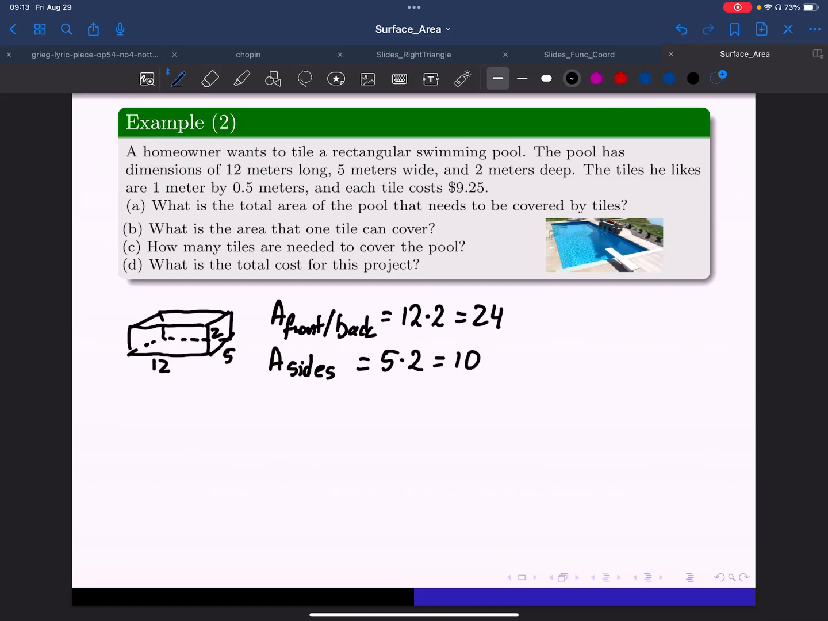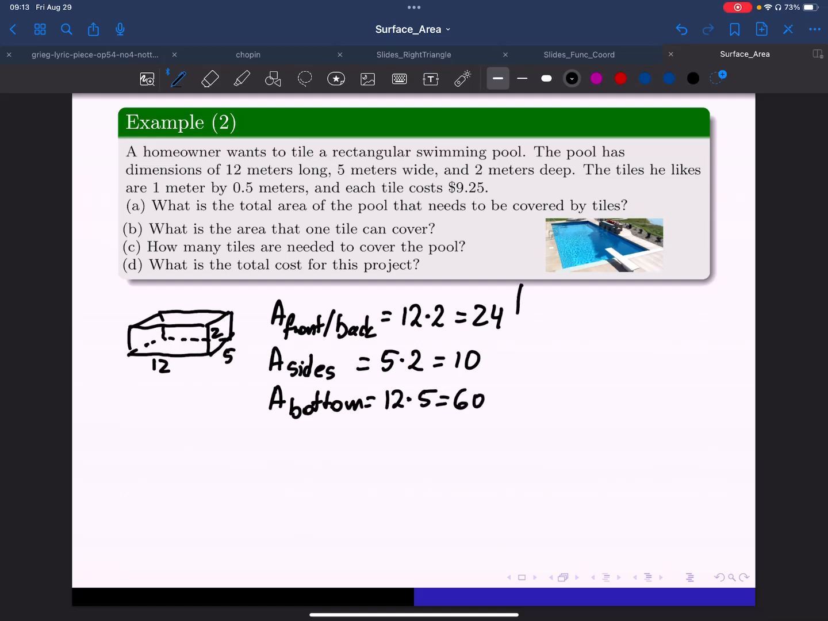And then area, now we need to calculate the area of bottom and top. We don't have actually top, right? So area of the bottom, so that's this area. It's gonna be length times the width right here. So area of the bottom is 12 times 5. 12 times 5 is 60.